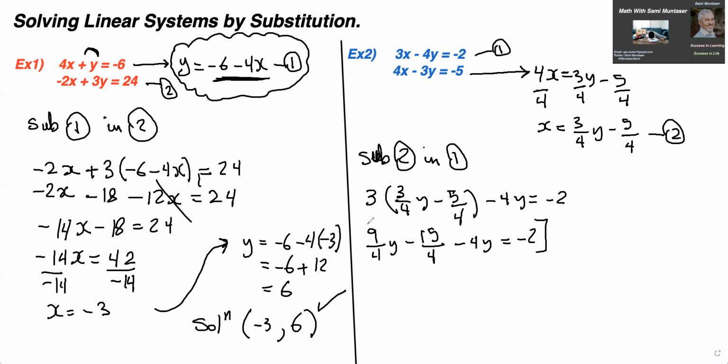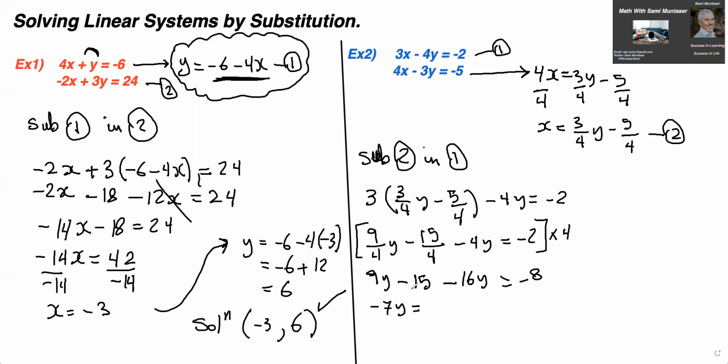I like to get rid of fractions right away by multiplying all of this by 4. So 4 times 9 over 4, the 4's will cancel and we'll end up with 9y, minus 4 times 15 over 4, the 4's will cancel and we just get negative 15, and then this will give me negative 16y equals negative 8.